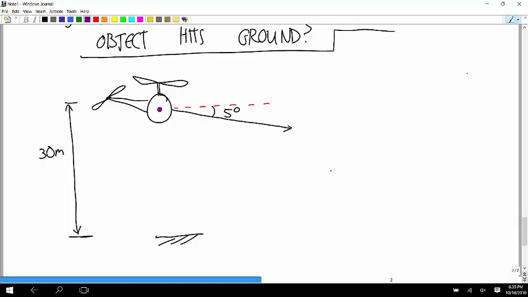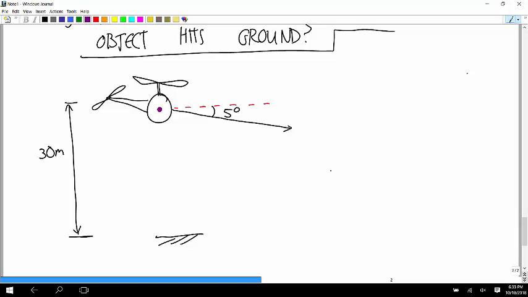Before we start doing calculations, I think something that's natural for a lot of people to think is, okay, you just hold this thing out the window, the helicopter is cruising along, you let go of it, and the object's just going to come straight down as the helicopter goes this way. But that's not what's going to happen.